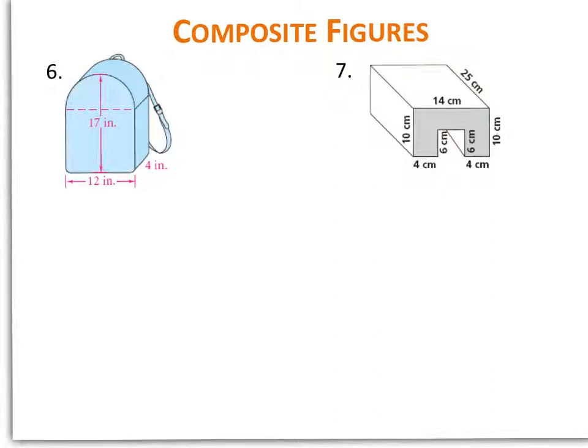In our last two examples, we are going to look at finding the volume of composite figures. In number 6, we have a backpack. So our backpack top is half of a cylinder. The diameter is 12 inches, so that means our radius is 6 inches. So here is 6, which means to get our height, we would take 17 minus 6 to get 11 inches. That's the height of our backpack there.